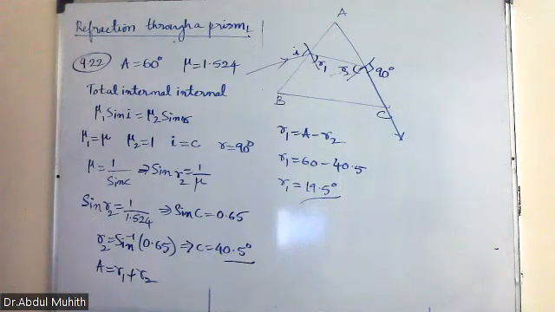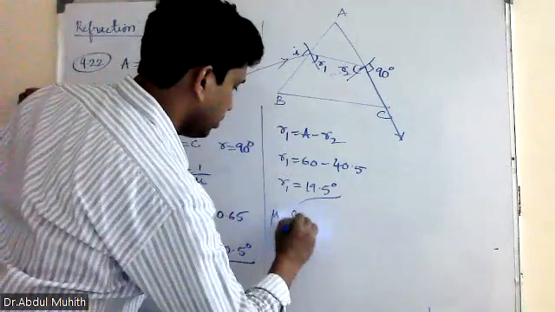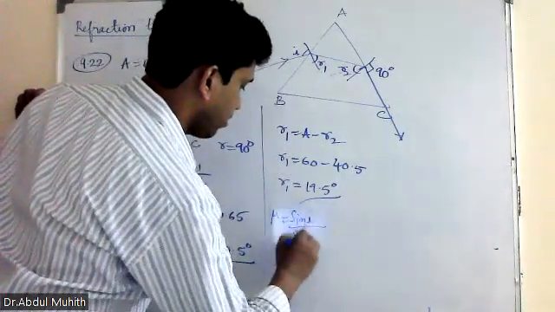This is the angle of incidence. Now we have to find out what is the angle of incidence. This is the angle of refraction. Mu is equal to sin I by sin R. Now we have the formula mu is equal to sin I by sin R.